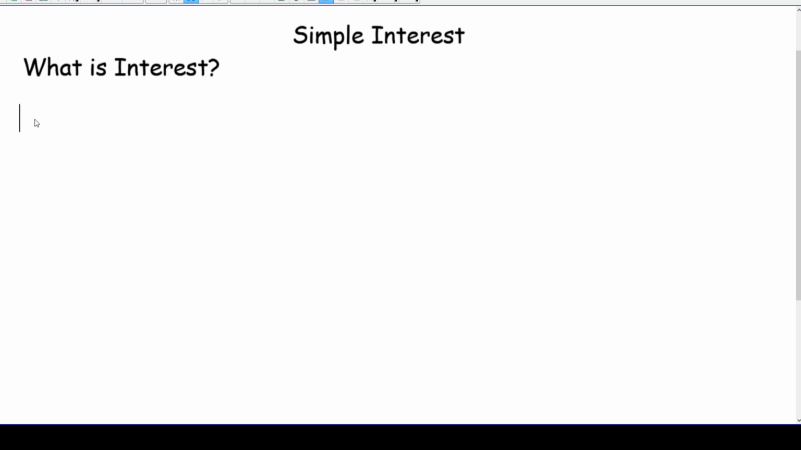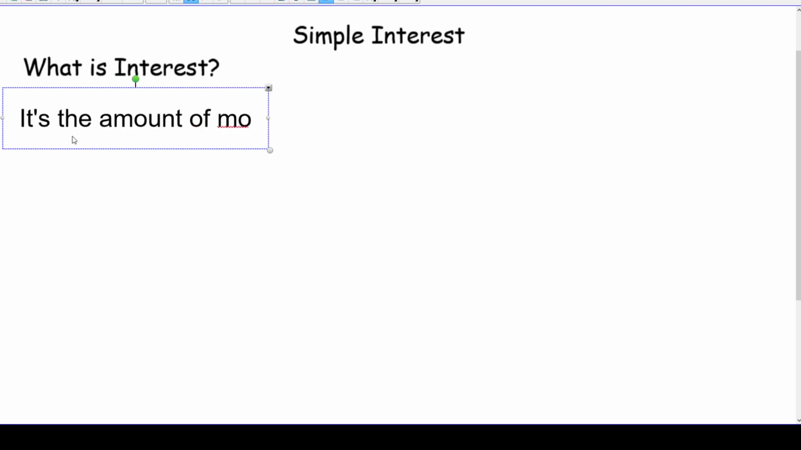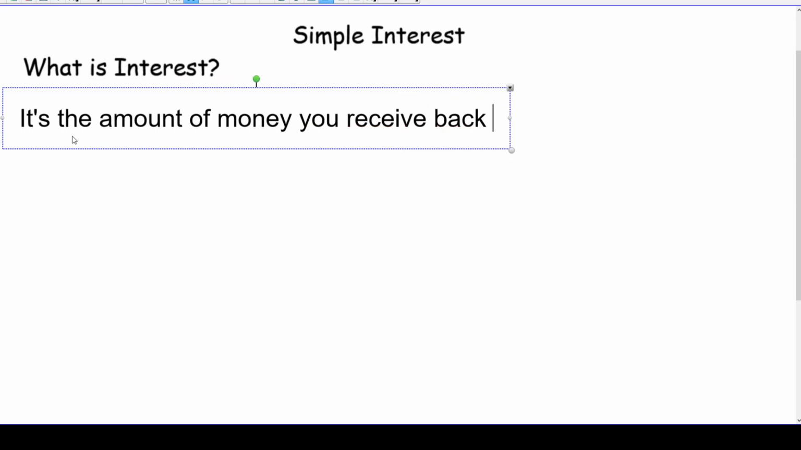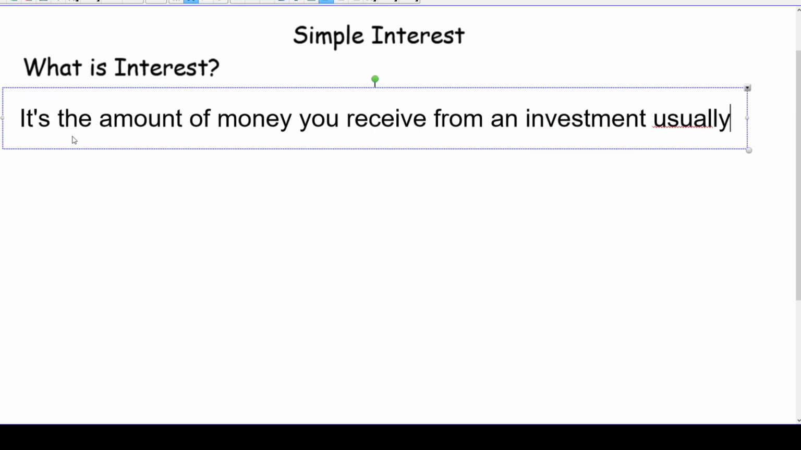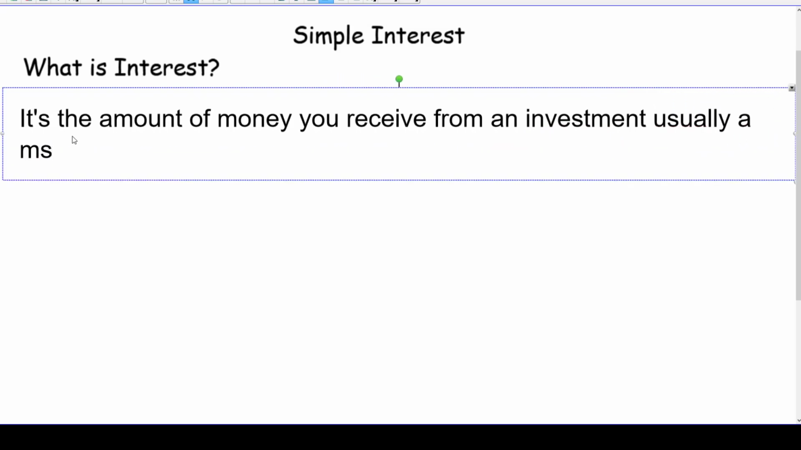So I'm just going to type that in here. It's the amount of money you receive from an investment. If I could spell properly, this would go faster. Usually a small percentage of the original investment.